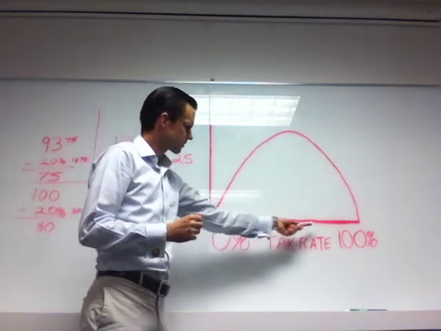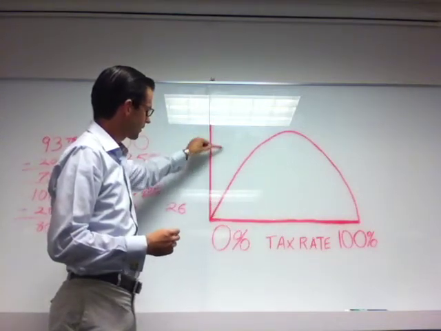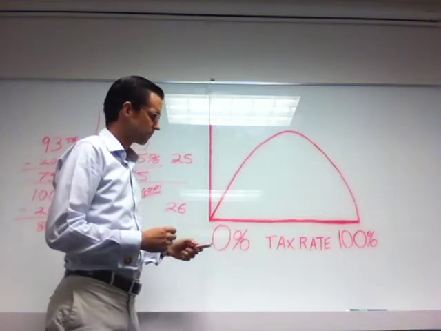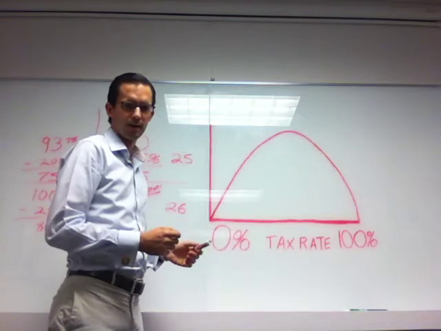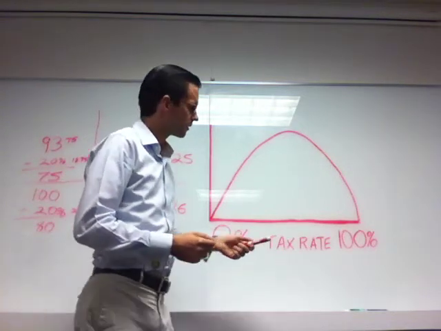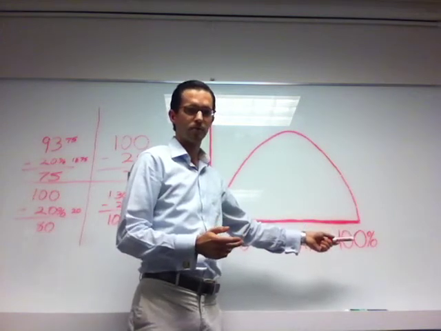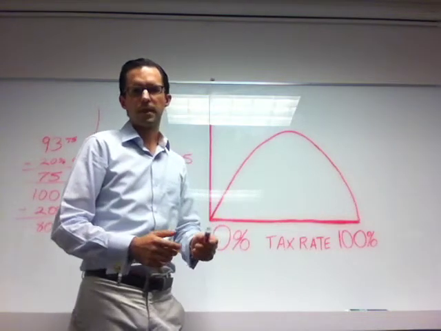Over here on this axis, you've got your tax rate, and up here you've got your government revenue. At the 0% tax rate, you get zero revenue. 0% times anything you're taxing is zero revenue. Over here at your 100% tax rate, you also get zero revenue, because everybody moves out of your country rather than pay 100% tax.